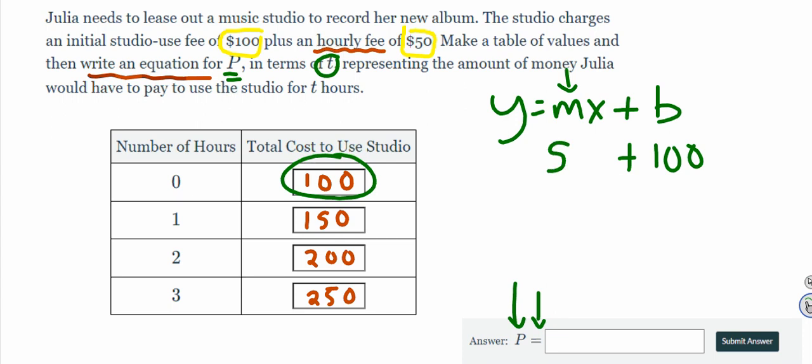Now we have to be really careful. Because see that x? We can't use the x. What do they want us to use? They want us to use t, since they're talking about time. So that's what we put in here. 50t plus 100.